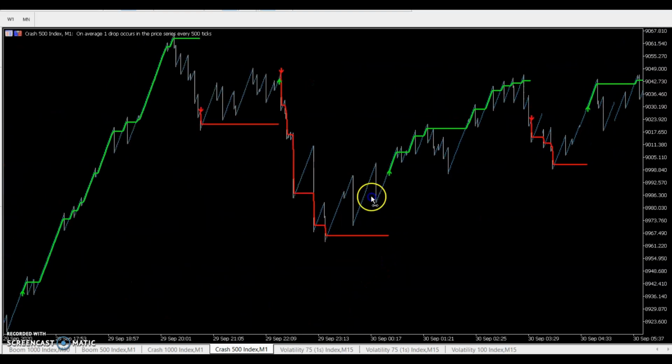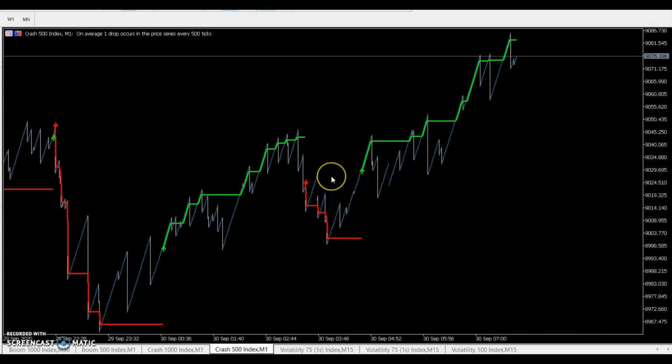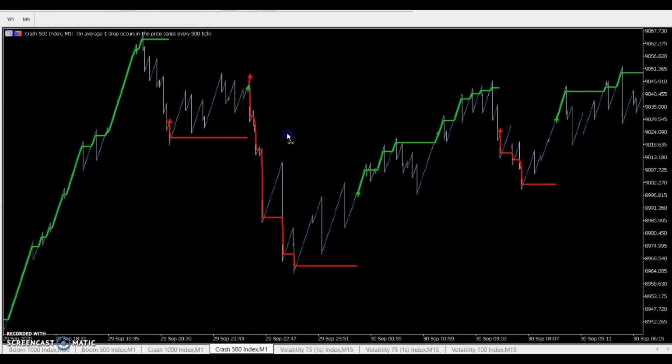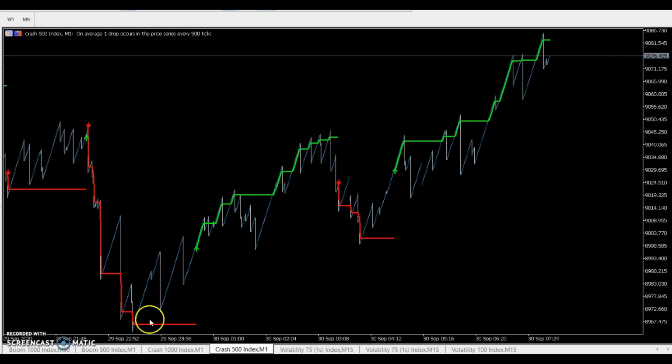So I'm going to be using the 1-minute time frame. This is for Crash 500 only. So for now, we're going to be doing Crash 500 only. This is how you use this strategy. Basically, you go to your 1-minute chart and you're going to be looking for this red section.